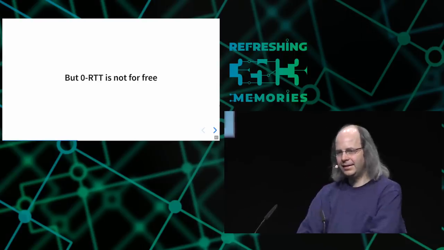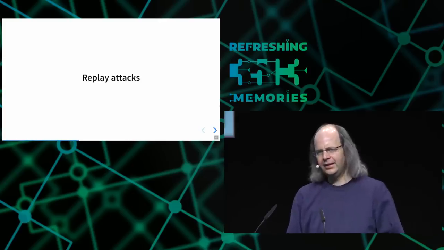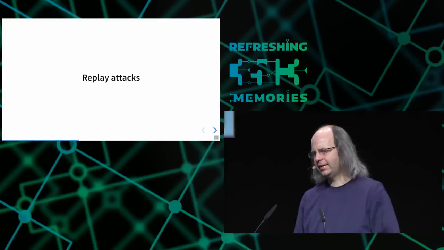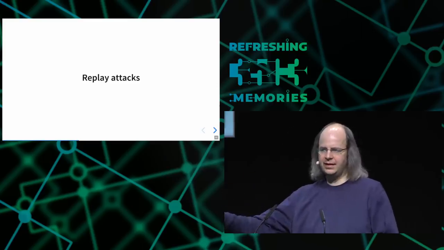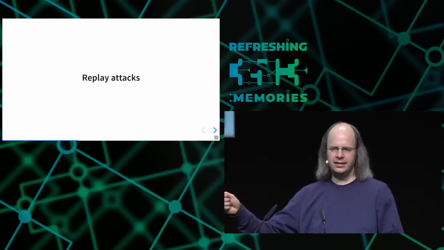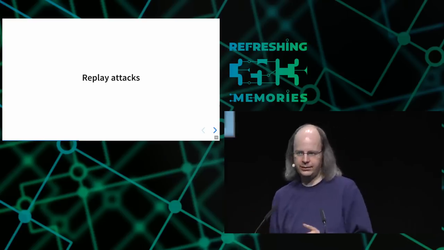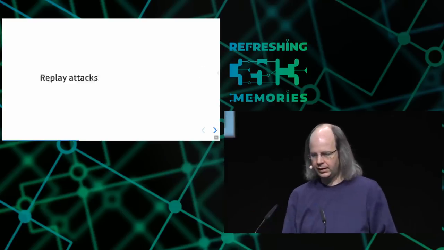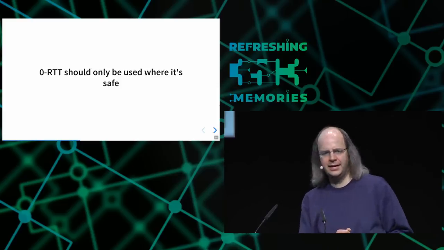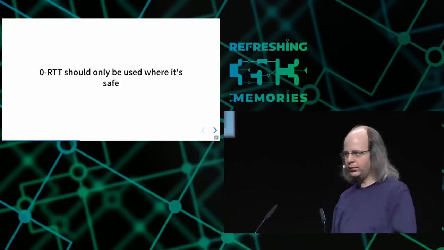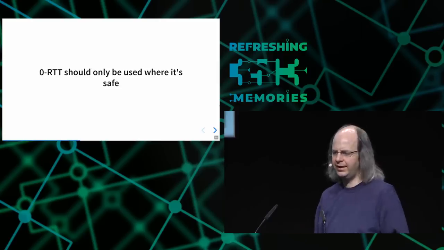But this zero RTT mode does not come for free. There is a problem here with so-called replay attacks, which means an attacker could record the data that we're sending and then send it again. And the server may think, okay, now this request came twice, so I'm doing twice what this request was supposed to do. So there are some caveats with zero RTT, and the standard says you should only use it if it's safe. It says something like you should only use it if you have a profile how to use it safely.